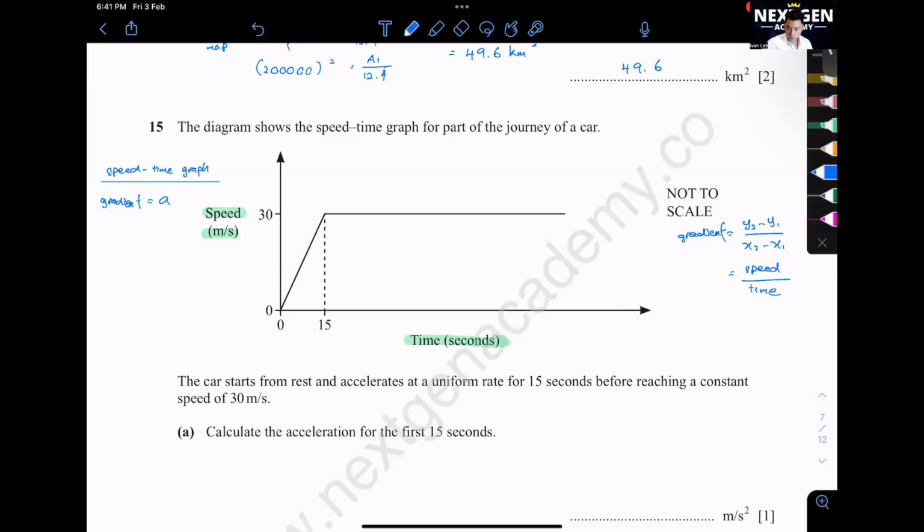Acceleration, correct? This is actually acceleration because you can derive it like this. You just need to know that gradient is y over x. Just keep repeating it, y over x. What's one more thing we can find from a speed time graph, other than acceleration?